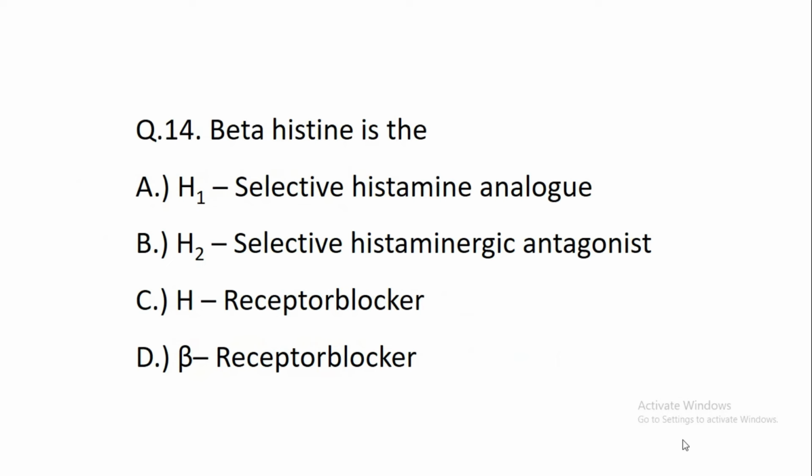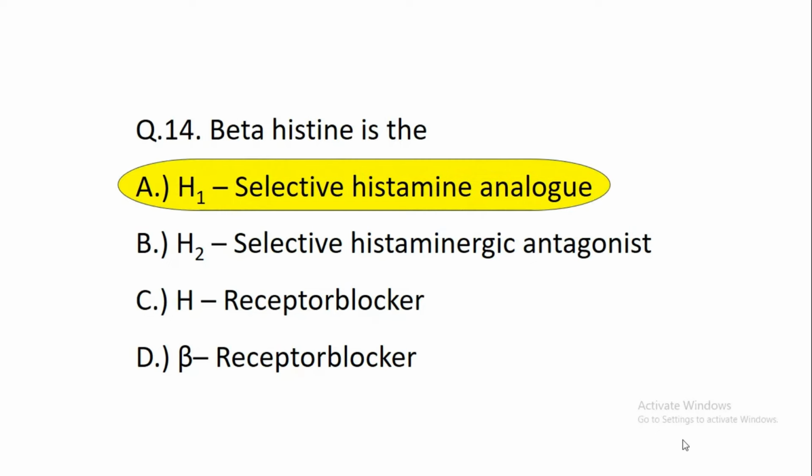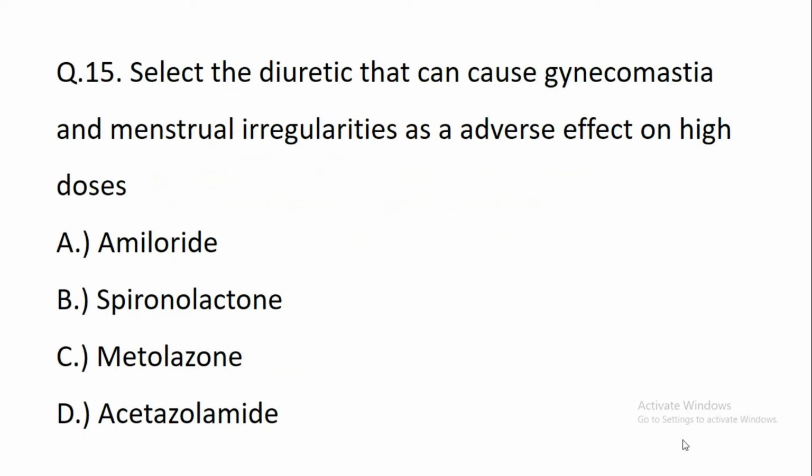The question number 14. Betahistine is A, H1 selective histamine analog; B, H2 selective histaminergic antagonist; C, H receptor blocker; D, beta receptor blocker. The answer is H1 selective histamine analog. The 15th question is select the diuretic that can cause gynecomastia and menstrual irregularities as an adverse effect on high dose.